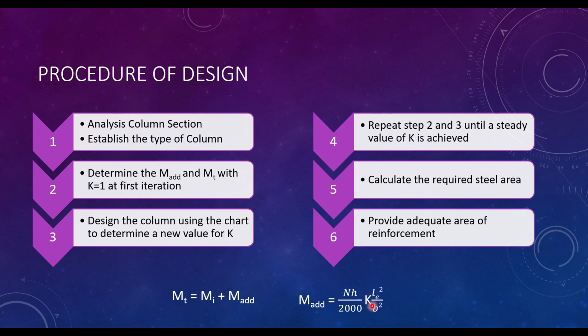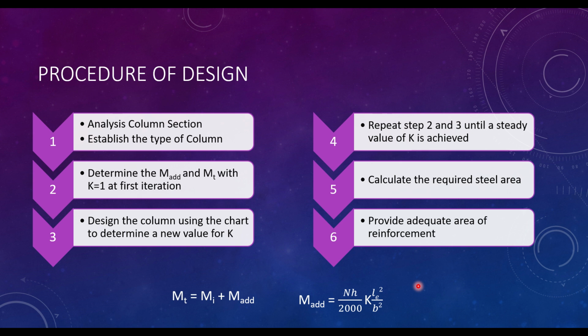K in this case is what we use to create our first iteration. The value of this K must always be less than or equal to 1. So that is why for the first iteration we are assuming K equals 1. And then the LE is the effective length of your column that is determined based on the end condition of the column. Then the B is the smaller side of the column. Like I've mentioned, if your column is 300 by 450, B in that case is going to be 300.